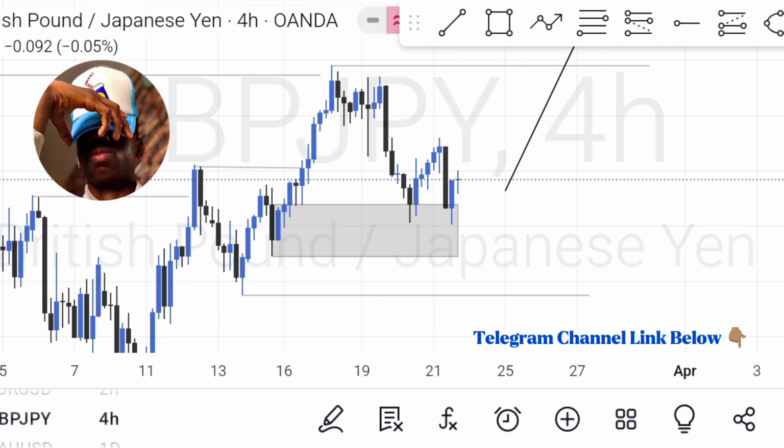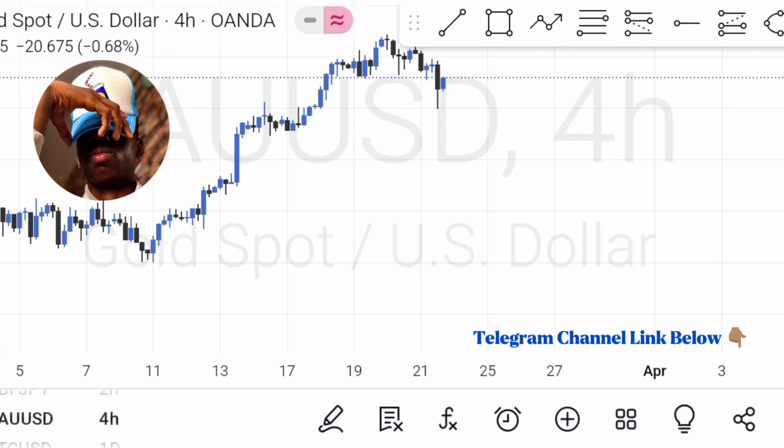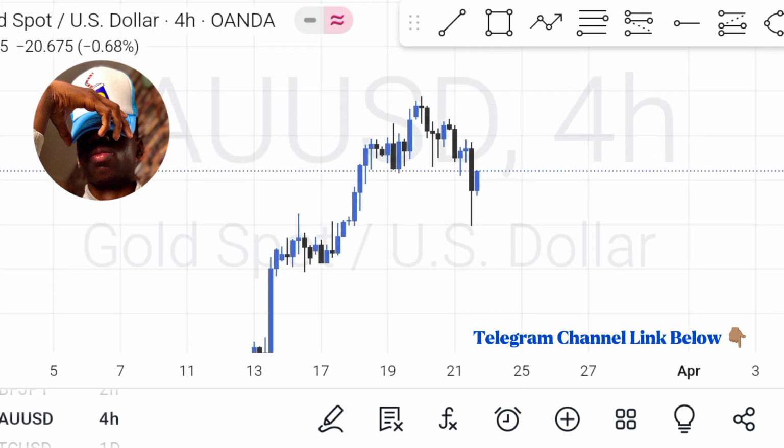You grab XAU USD, one of my favorite pairs and one of the most unpredictable pairs that still gives clues of where it is going. You don't understand? Unbelievers, go cry.